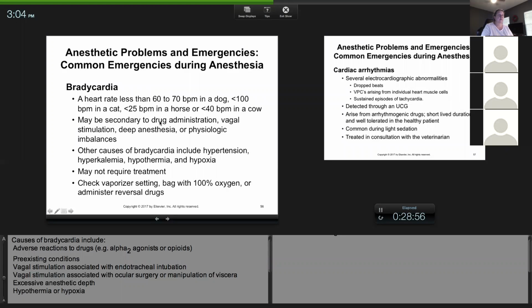Now, did it come from drugs? We all know by now which drug causes bradycardia, which is typically dexmedetomidine. Did it come from vagal stimulation? If you had a really hard time intubating and it was traumatic, you could have stimulated the vagal nerve. Did it come from that? It can be from they're just too deep, like if you don't turn them down and they just keep going down, down, down. This is the key here. It may not require treatment. It really depends.